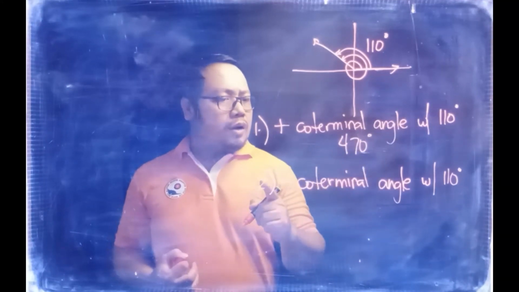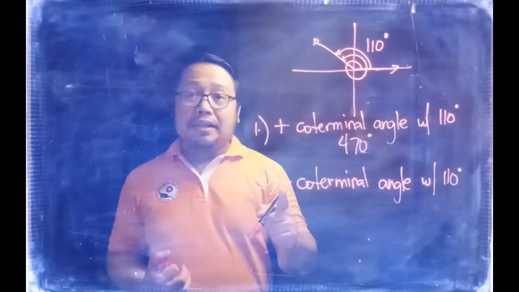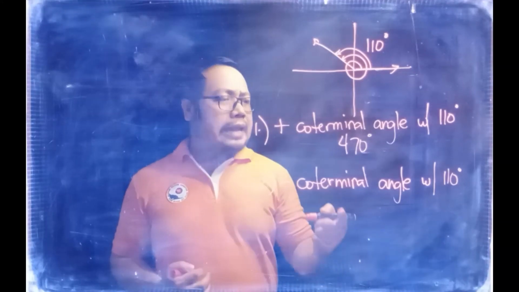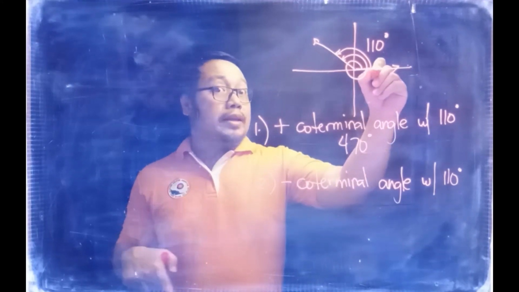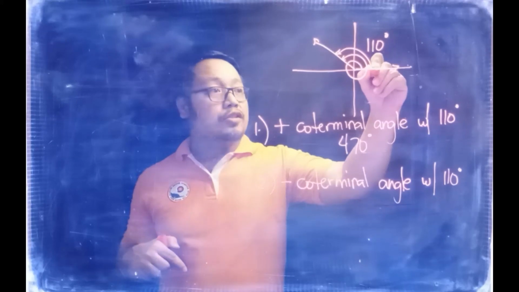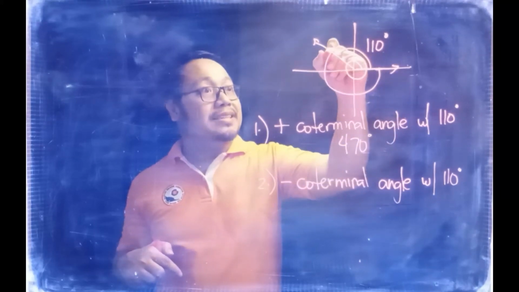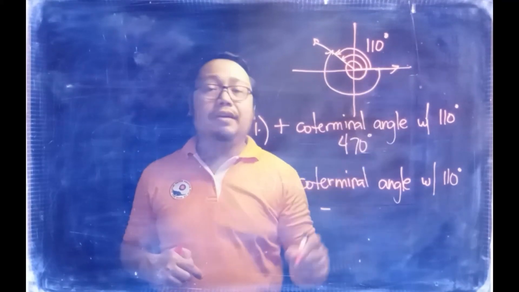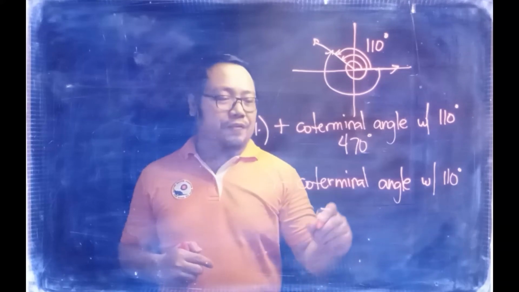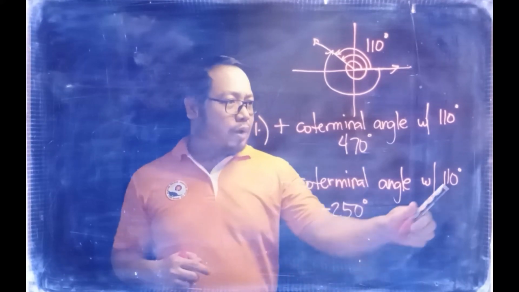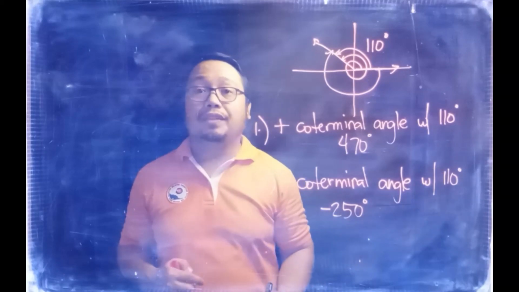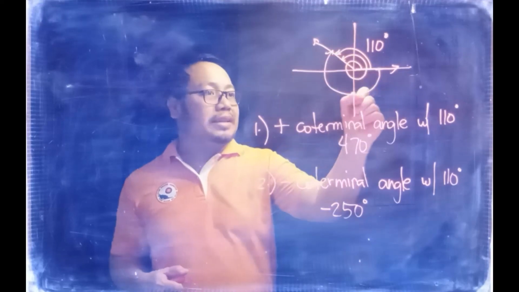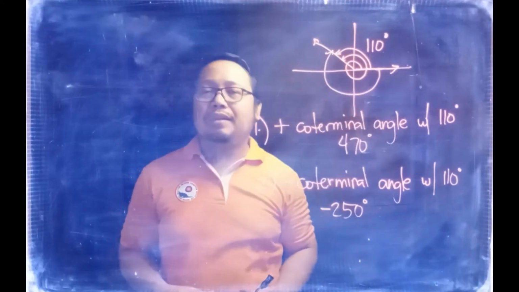Now, let's solve the negative coterminal angle of 110. Going down, or in a clockwise direction, up to the terminal side, that is your angle. How do you measure that? It's negative 250, and that is correct. You see, what is the difference between 110 and negative 250? It's 360 degrees. One is 110, and the other one, the negative coterminal, is negative 250 degrees.